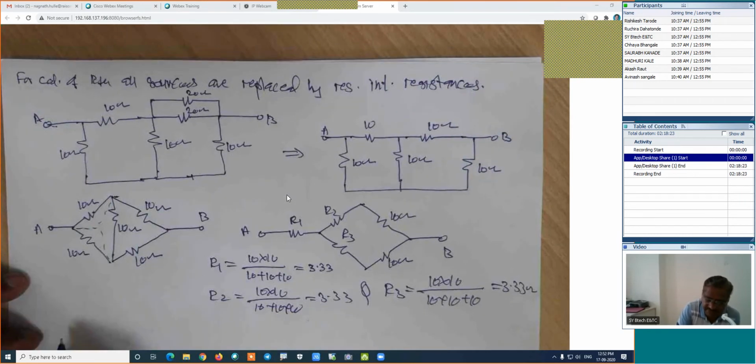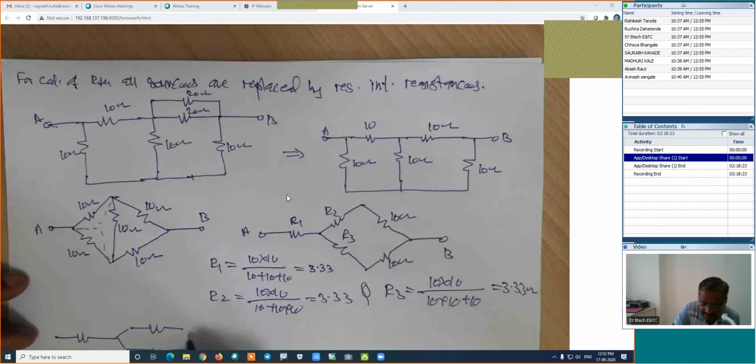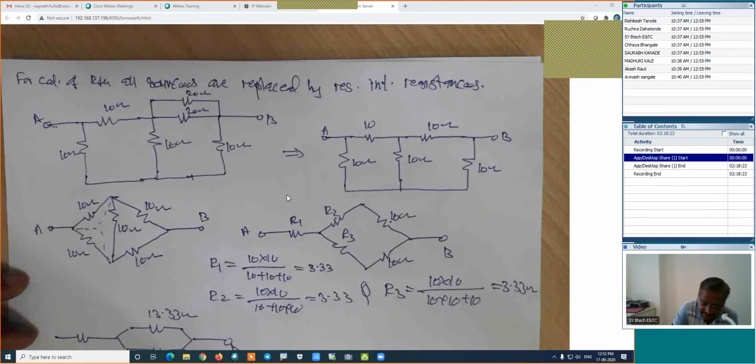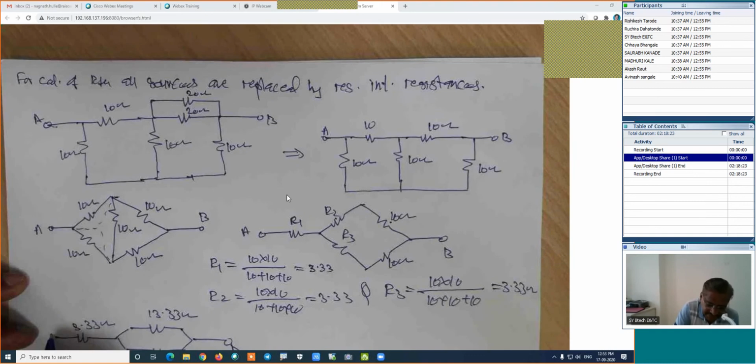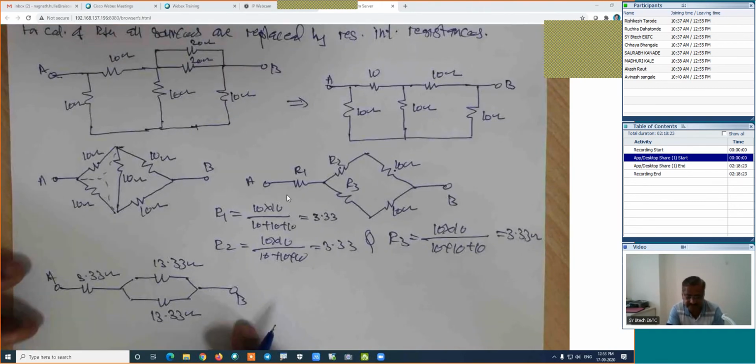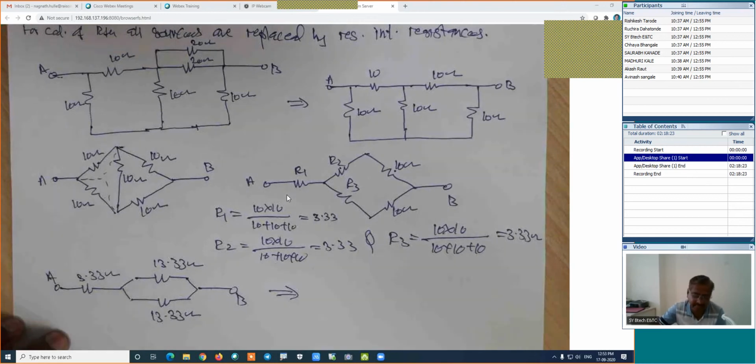The next figure will be something like this. एक resistance. These two resistances are replaced by the single resistance. This is single, and this will be the B point. This 10 and this 3.33 make 13.33 ohm. This will be the same again, 13.33 ohm. This will be the 3.33 ohm. Here is the A point and this is the B point. The parallel combination of 13.33 into 13.33 divided by 13.33 plus 13.33 is 6.665.